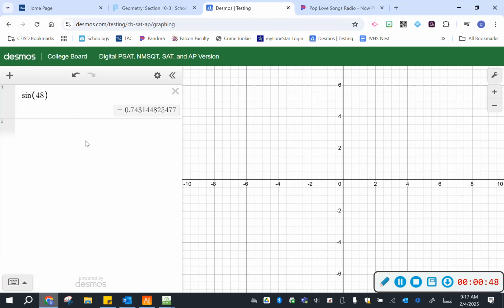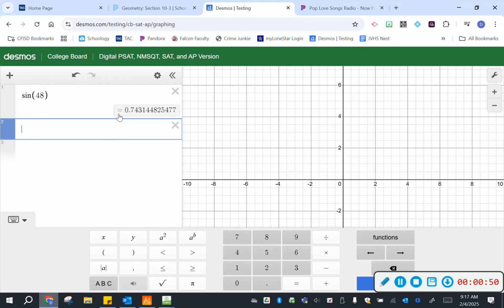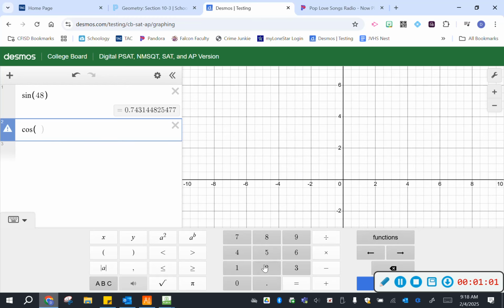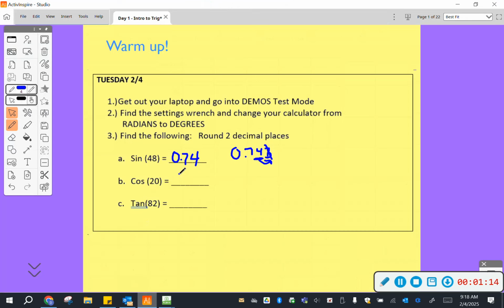Next one, cosine of 20. By the way, if y'all look up, please, you can either type in COS, or if you hit functions right here, it has it right there as well. So either way it works. It's 20, right? Cosine of 20? Yep. All right, so 0.939. What am I going to do? The third number is 9. Bring it up. So this is going to be 0.94.